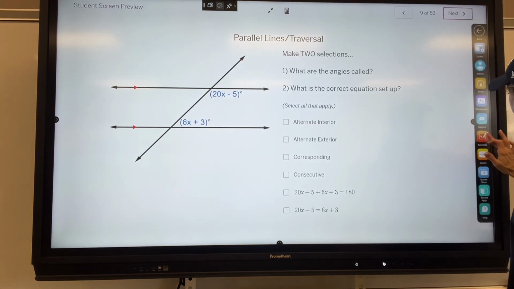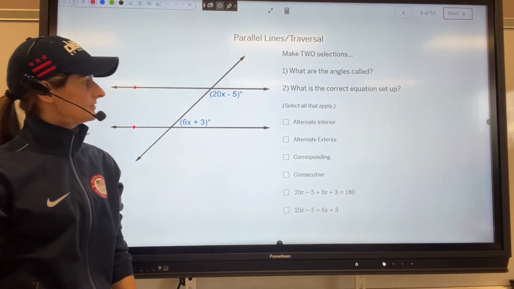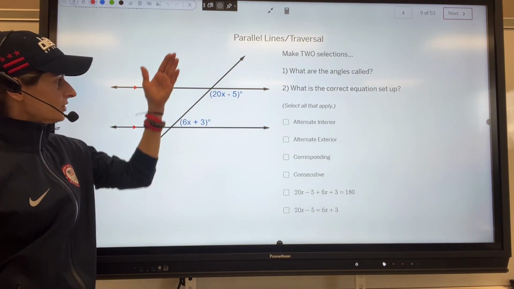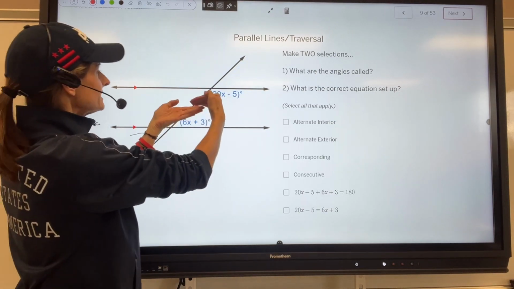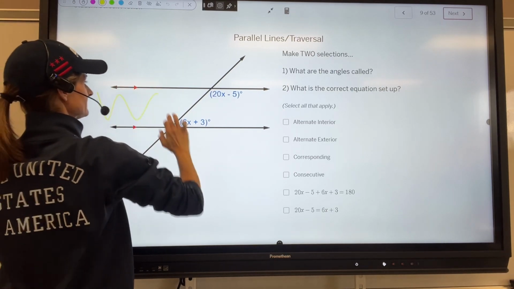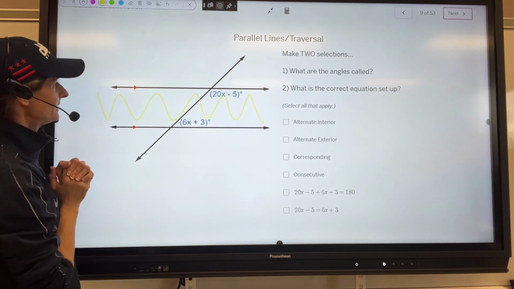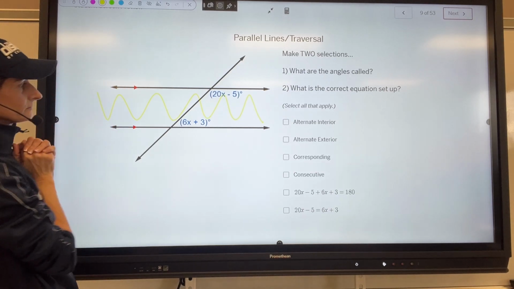Okay, next one. They are on the same side of the transversal, so we call them consecutive or same side interior angles. This is the interior of the two lines that are parallel. Again, we know they're parallel because these two little red triangles.